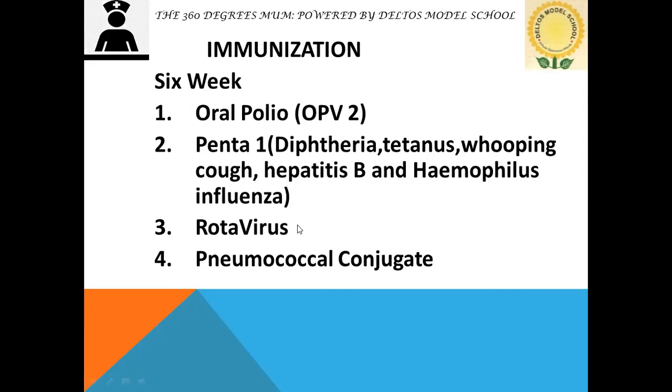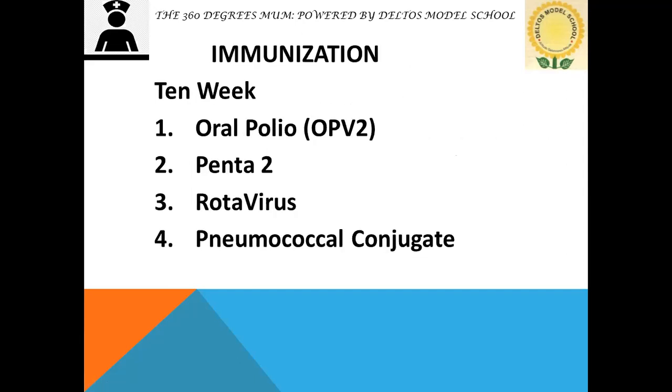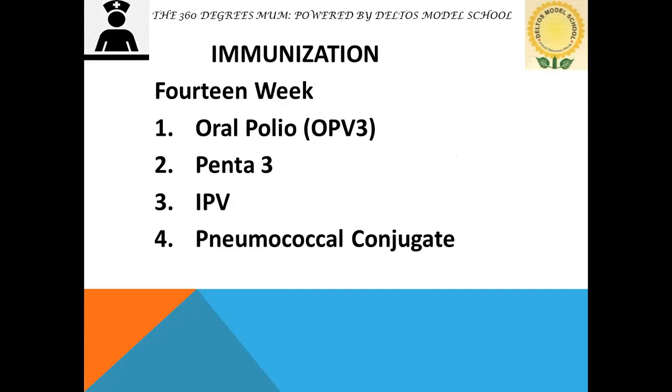We should not take immunization for granted. After 6 weeks, we have 10 weeks: oral polio, the second dose of the oral polio vaccine, and penta, the second dose. I told you penta has 5 vaccines. So you take the second dose, rotavirus and pneumococcal conjugate, different vaccines in there.